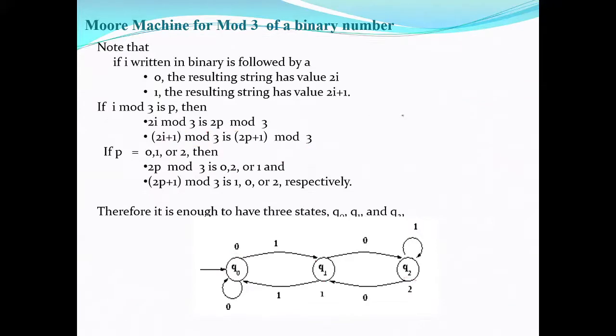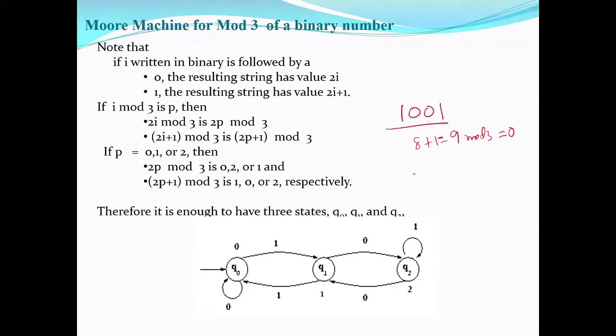Now look at this. Suppose I give 1 0 0 1. What is the number? This is, from the one's place, 1, 2, 4, 8. So this is 8 plus 1, 9. What is 9 mod 3? 9 mod 3 is 0. So if you give this number, then your Moore machine should produce an output of 0.